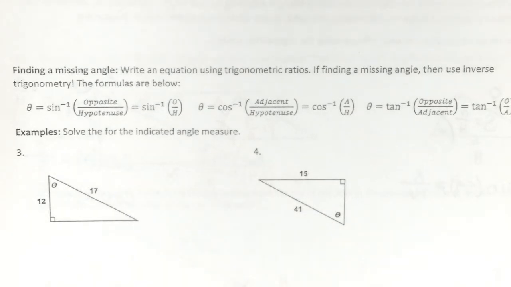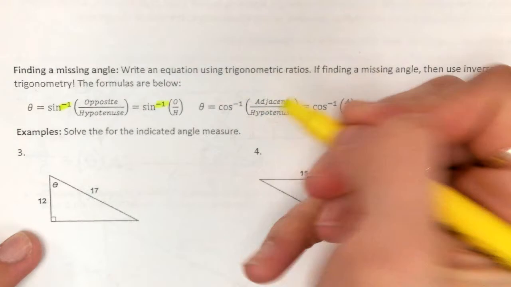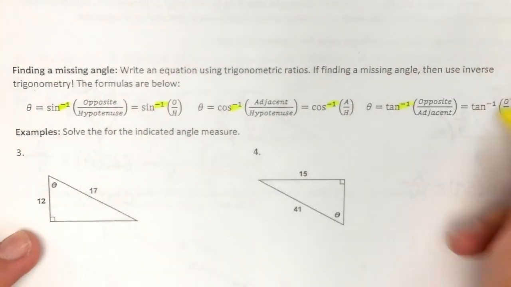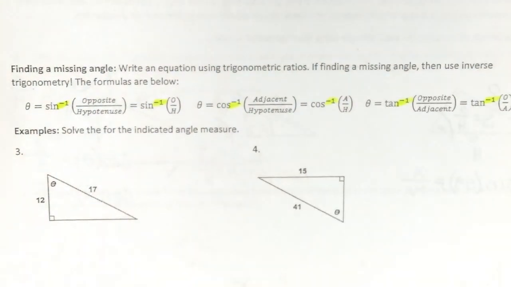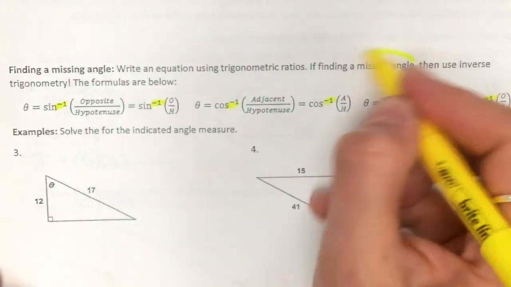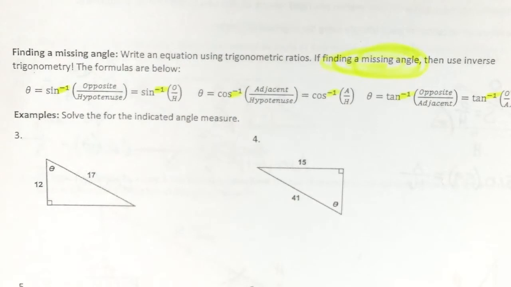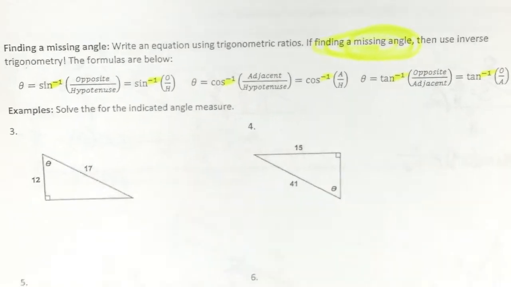The biggest thing, I keep stressing this: inverse. You have to make sure that you are using the inverse, not the regular function. Let me get my calculator ready so I can show you the differences. This is the very important thing. This is finding a missing angle. If you have the angle measurement, 72 degrees, 83 degrees, 15 degrees, you do not use the inverse. It's when you have theta or an x in the angle.